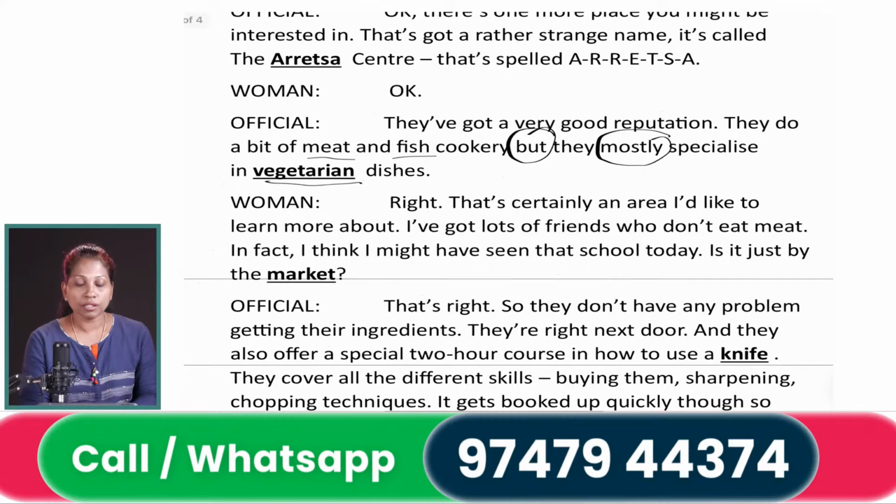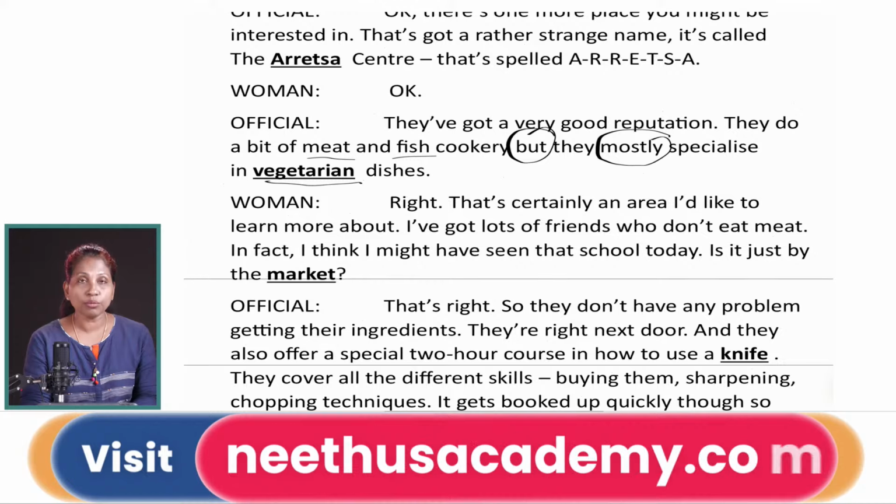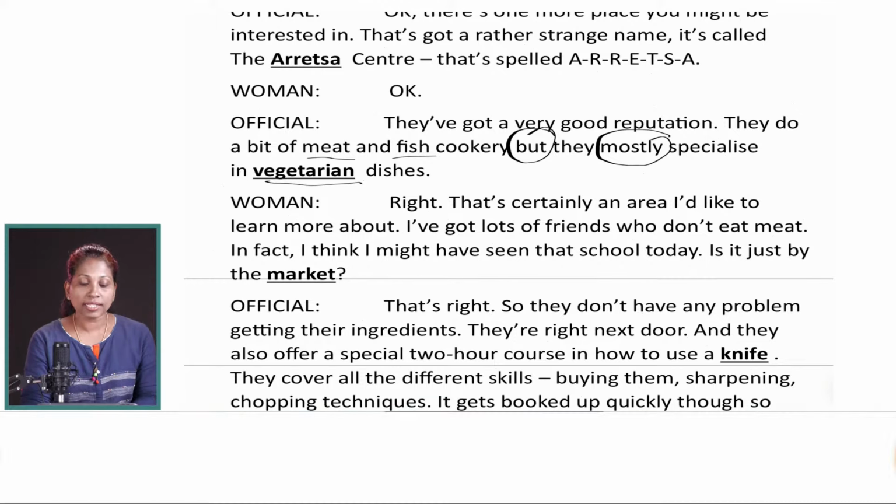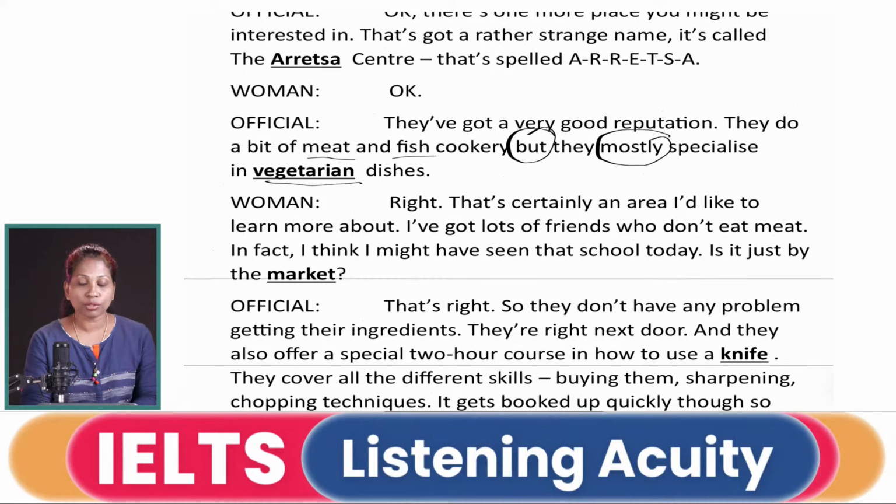Women. Right. That's certainly an area I would like to learn more about. I have got lots of friends who don't eat meat. In fact, I think I might have seen that school today. Is it just by the market?